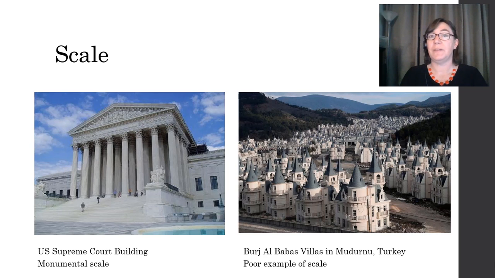So let's talk about a couple of examples, starting with scale. Here on the left, we have the US Supreme Court building, and it's an example of good use of scale because of the use of this building and the intended goal here is to create monumental scale. All right, and they've done that. Versus on the right-hand side here, we have a poor example of scale of these teeny tiny villas, all right, very close together.